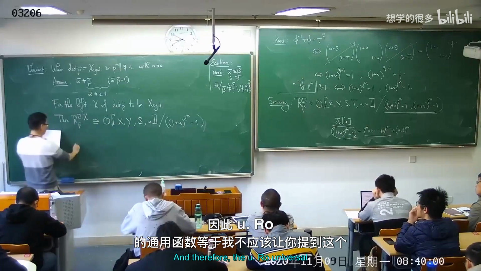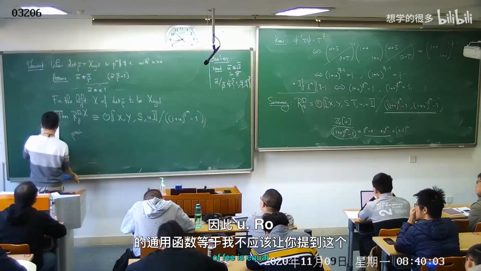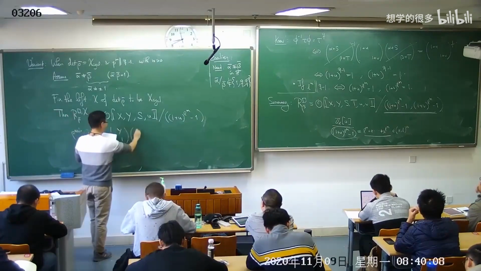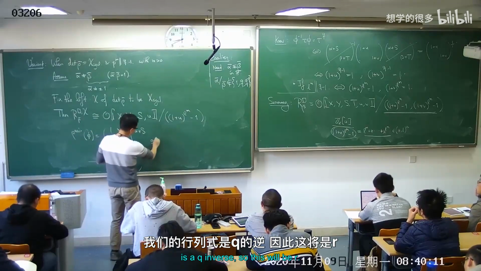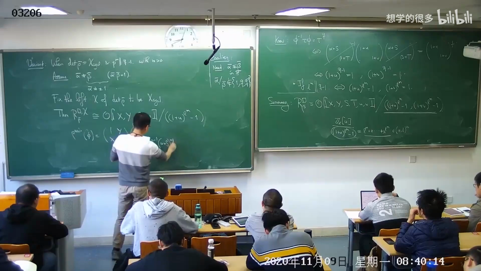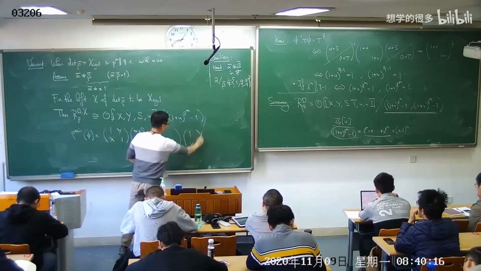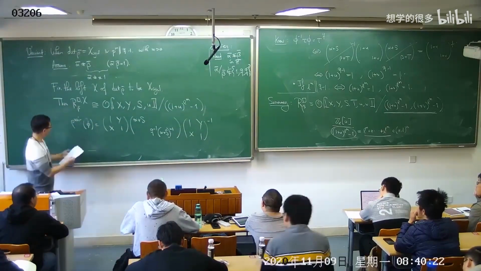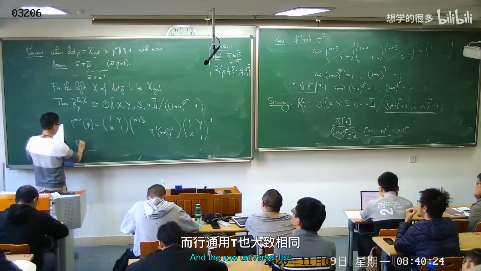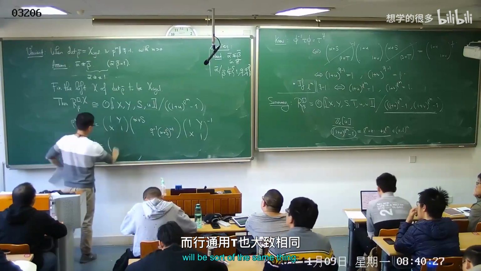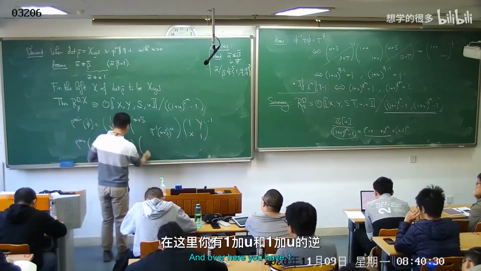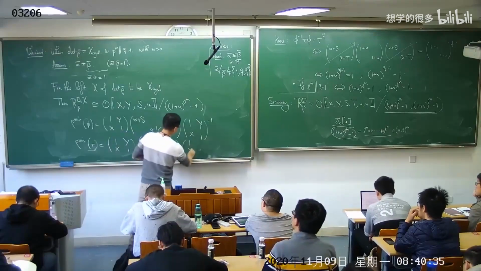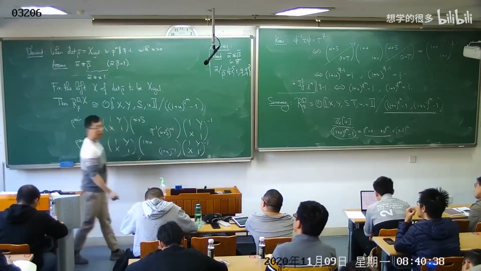And therefore, the rho universal of phi is equal to, I shouldn't have erased that. And our determinant is Q inverse, so this will be R, because the determinant has to be Q inverse. And the rho universal tau will be sort of the same thing, but over here you have 1 plus u and 1 plus u inverse. Okay.